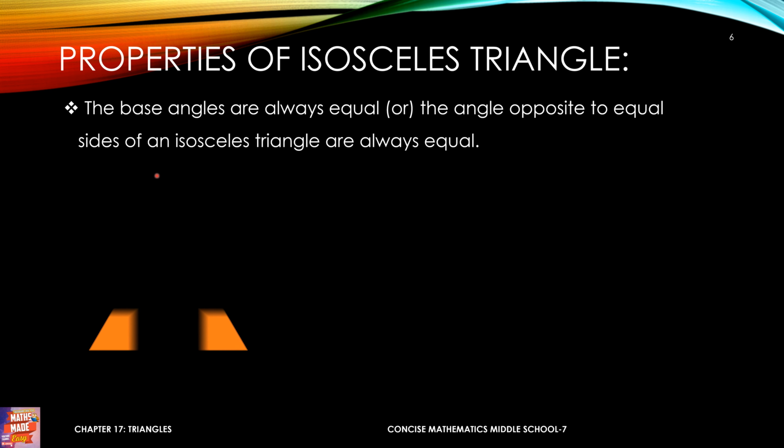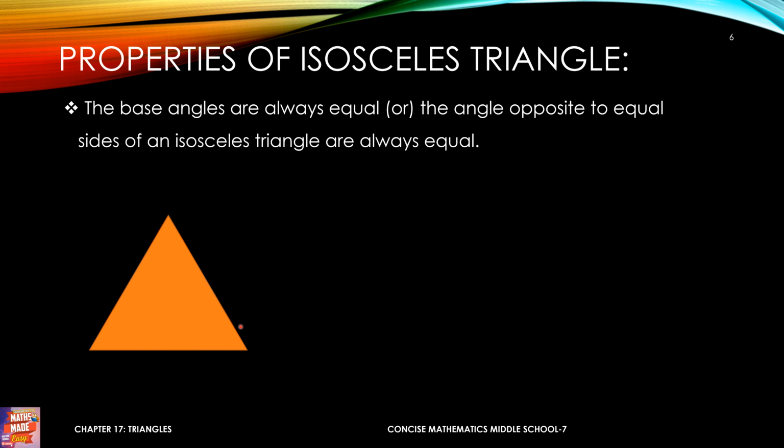Let me explain it with the diagram, children. Here, this is an isosceles triangle and I am marking its vertices as ABC. Since it is an isosceles triangle, I am representing the two sides with parallel lines. That means AB and BC. So these two sides are equal. I hope it's clear, right? These two sides are equal.